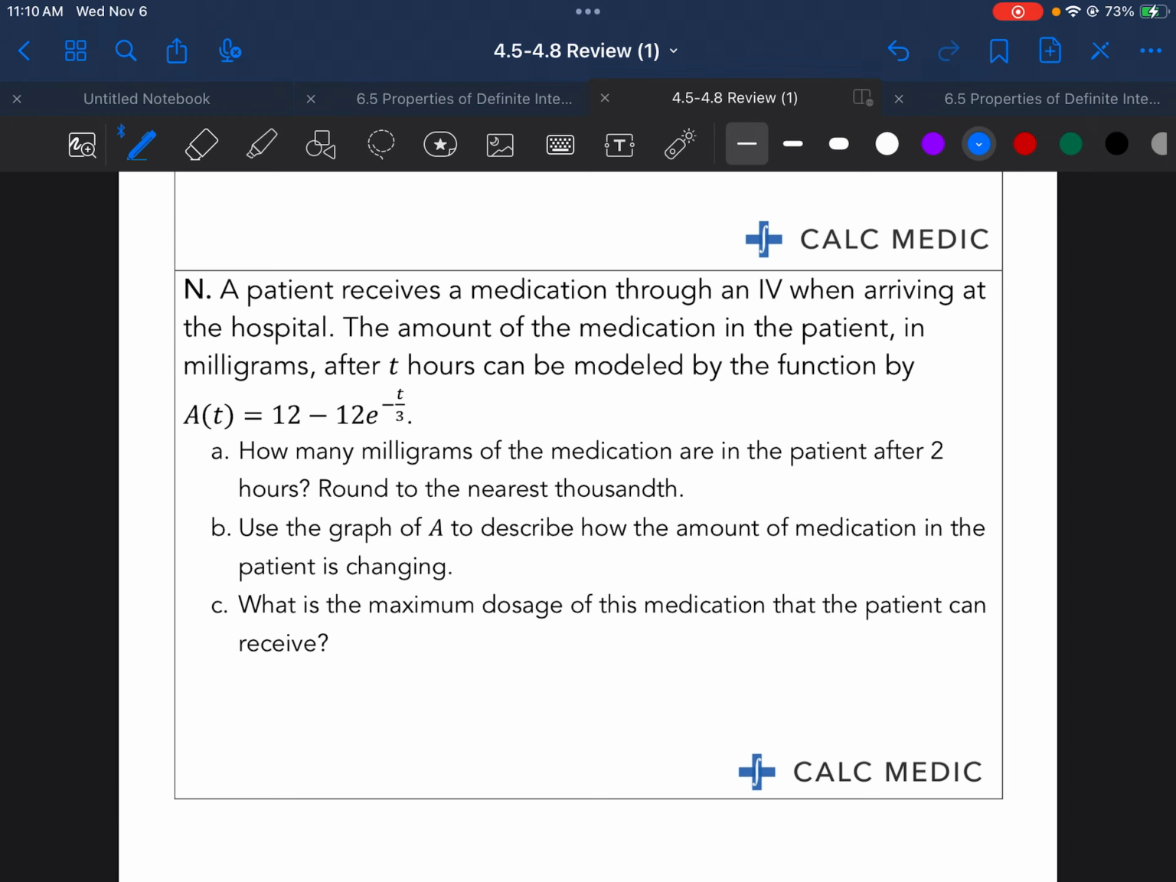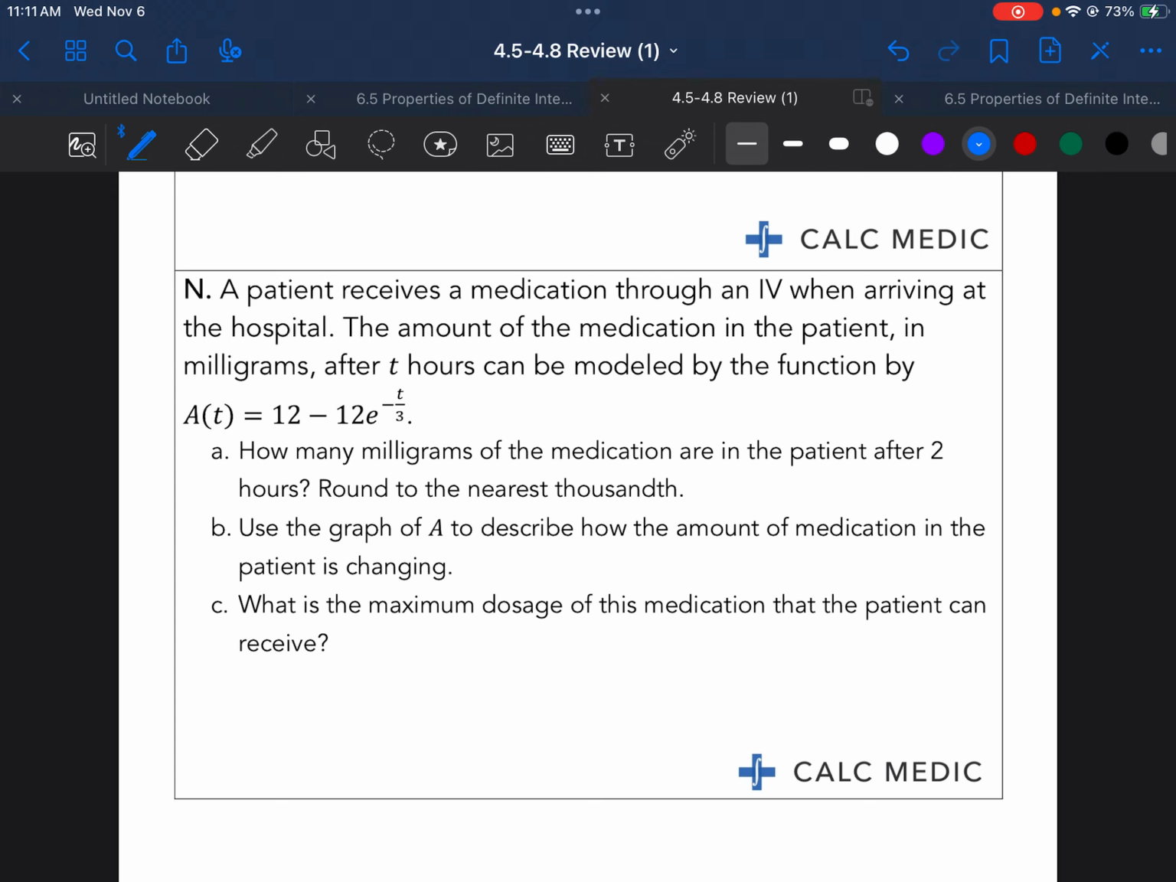All right. Okay, lastly, a patient receives a medication through an IV when arriving at the hospital. The amount of medication in the patient in milligrams after t hours can be modeled by the function A of t equals 12 minus 12 e to the -t thirds power. How many milligrams of the medication are in the patient after 2 hours? Round to the nearest thousandth. All right, well, we're just going to plug in 2.